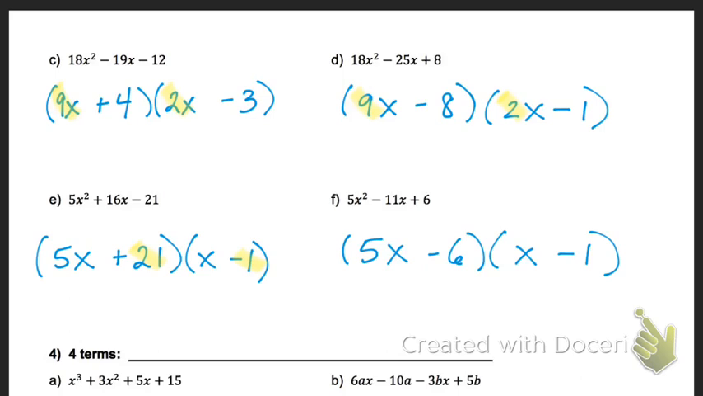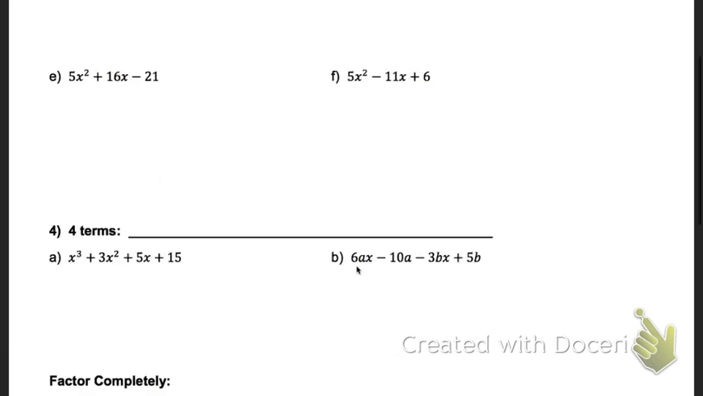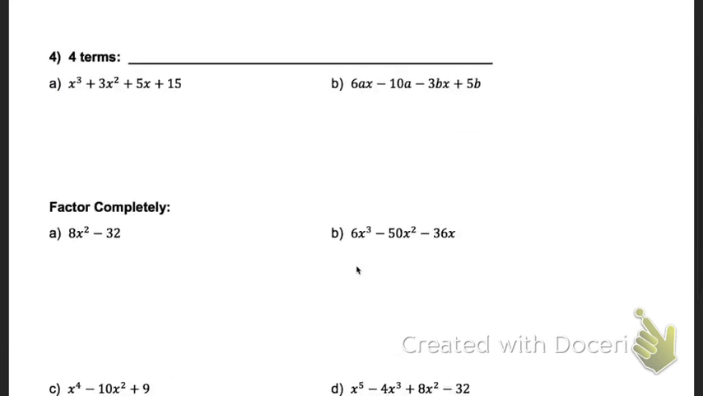Okay, the last one is 4 terms, and I think this one is, in my opinion, the easiest. You could have a different opinion than me, but I think this is the easiest. So anytime you see 4 terms, you will not try to do the trial and error. You will factor by grouping.